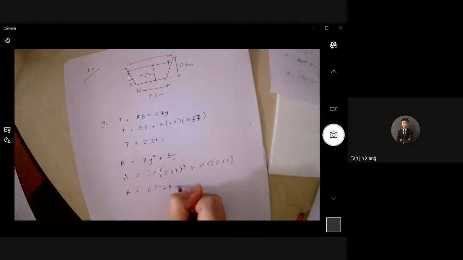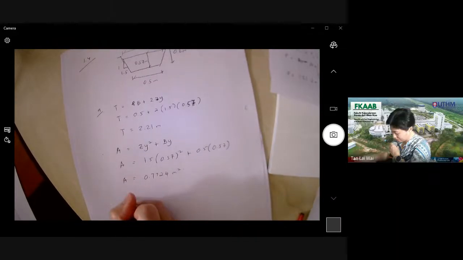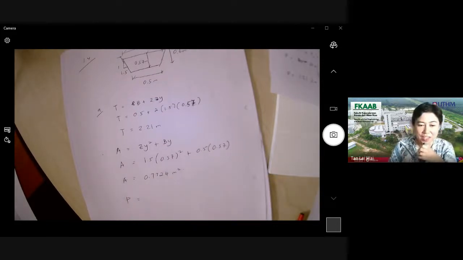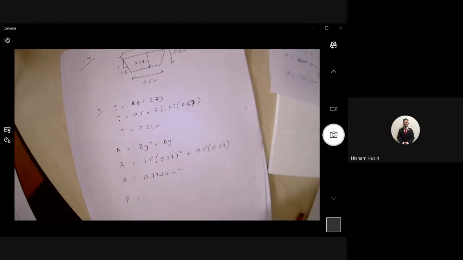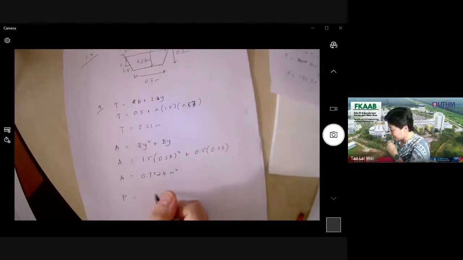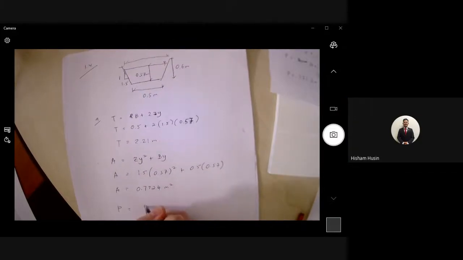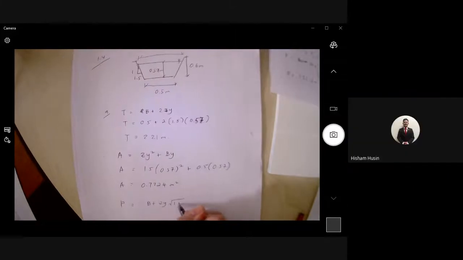Thank you. Okay, so now I need a different friend. Hisham Hussein. Hisham? Yes. Okay, Hisham bagi formula wetted parameter. B plus 2y square root 1 plus z square. Lajunya. Okay.